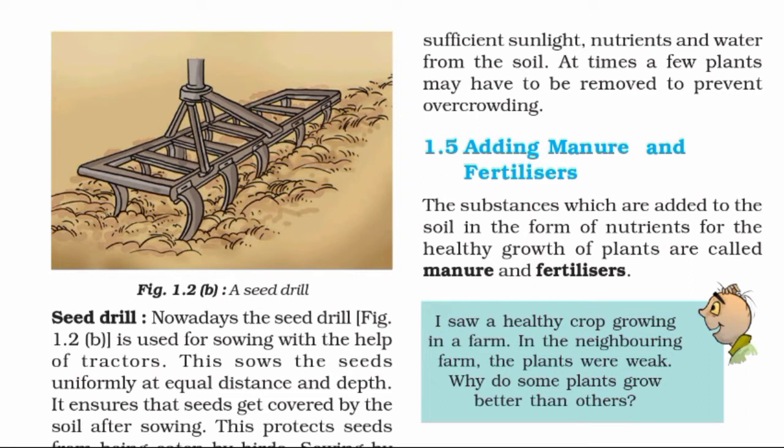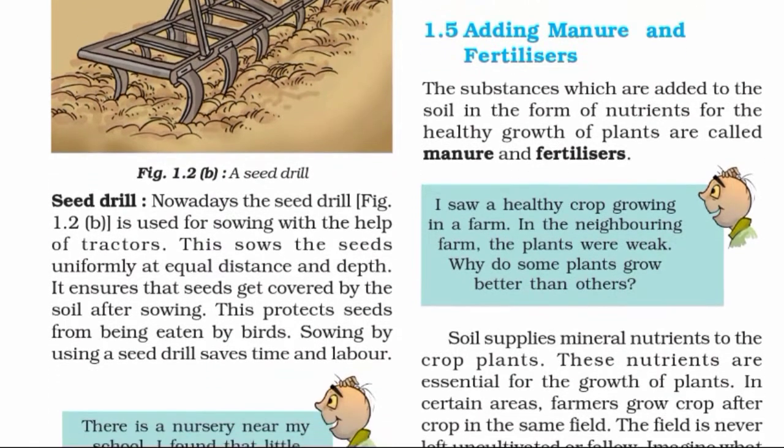1.5. Adding manure and fertilizers. The substances which are added to the soil in the form of nutrients for the healthy growth of plants are called manure and fertilizers. Bujo had something to say. "I saw a healthy crop growing in a farm. In the neighboring farm, the plants were weak. Why do some plants grow better than others?"